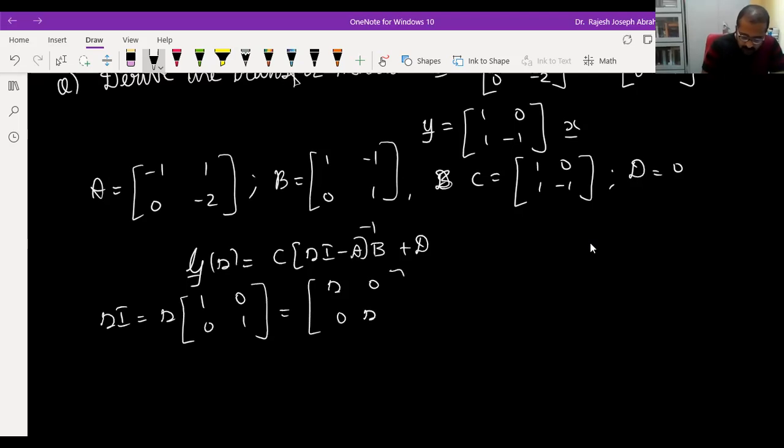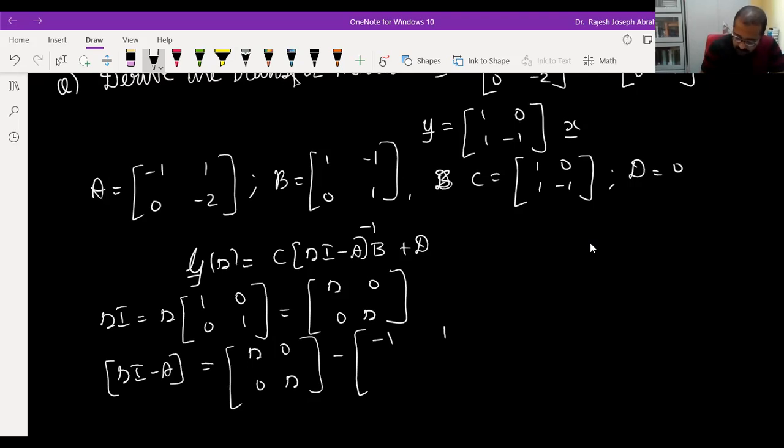So what will be sI minus A? sI minus A will be what? [s, 0; 0, s] minus [-1, 1; 0, -2]. So what would you get? It will be [s plus 1, 0 minus 1; 0, s plus 2], right? It will be s plus 1, then minus 1, 0, s plus 2.